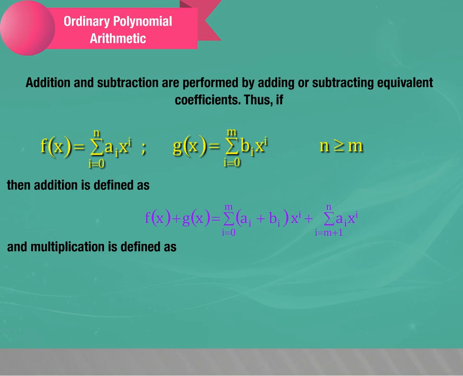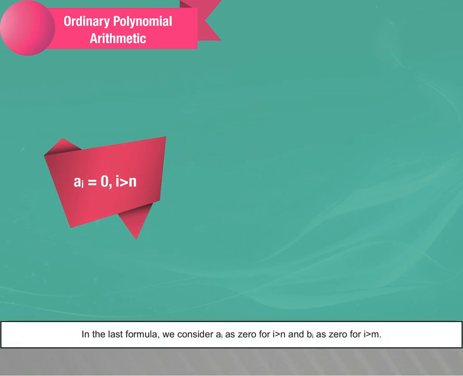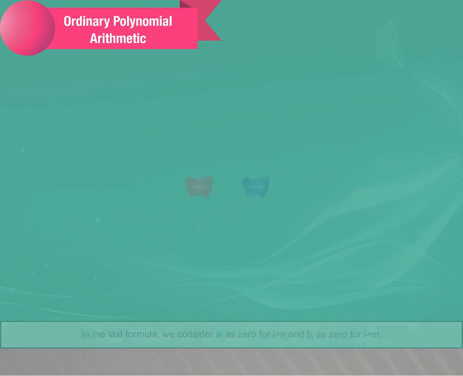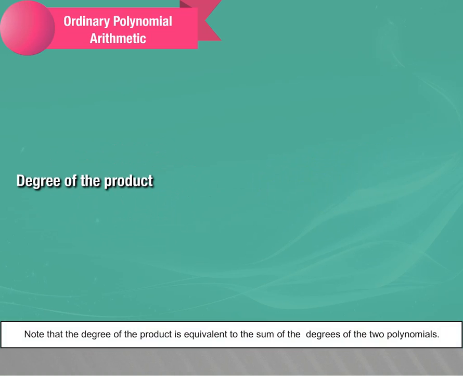And multiplication is defined as f(x) × g(x) = sigma i = 0 to n+m ci x^i, where ck = a0 bk + a1 bk-1 + and so on up to ak-1 b1 + ak b0. In the last formula, we consider ai as 0 for i greater than n and bi as 0 for i greater than m. Note that the degree of the product is equivalent to the sum of the degrees of the two polynomials.